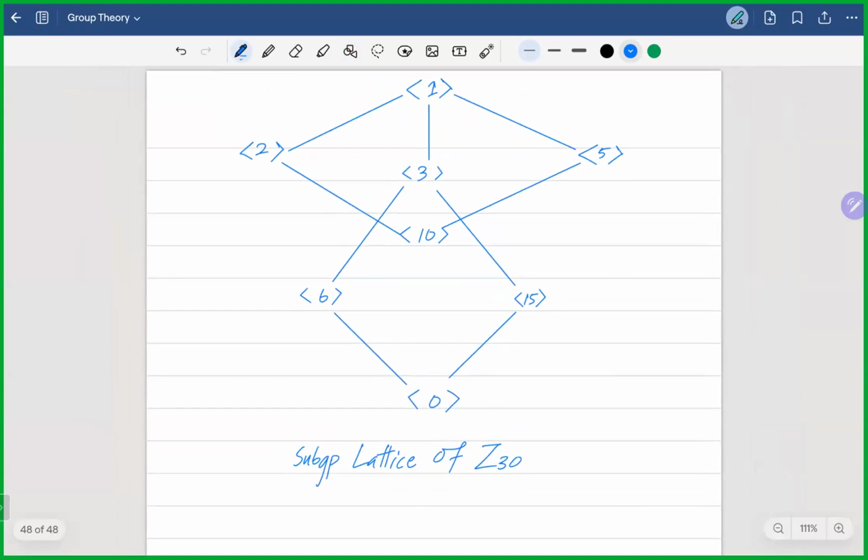Now, the precision of Theorem 4.3 can be appreciated by comparing the ease with which we are able to identify the subgroups of Z30 with that of doing the same for, say, U of 30 or D30. And these groups have relatively simple structure among non-cyclic groups. And that we will discuss in later chapters.